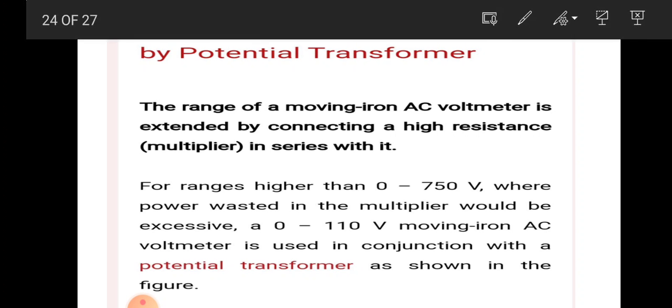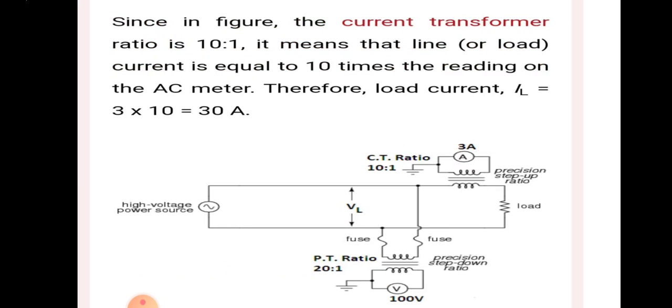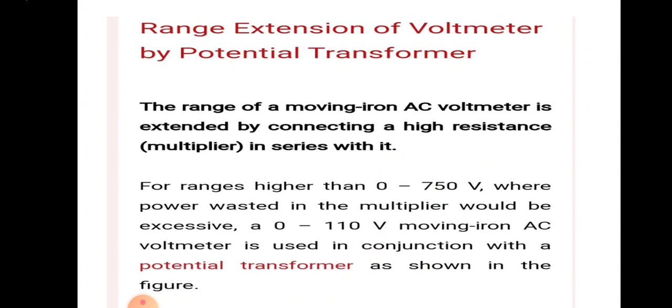Okay, now the next method of range extension, that is range extension of voltmeter by potential transformers. The same figure we can refer to for this. As you can see here, a potential transformer of ratio 20 is to 1 is connected to the circuit. The range of a moving iron AC voltmeter is extended by connecting a high resistance multiplier in series with it. Okay, so this point is explaining the method we have seen in the previous lecture.